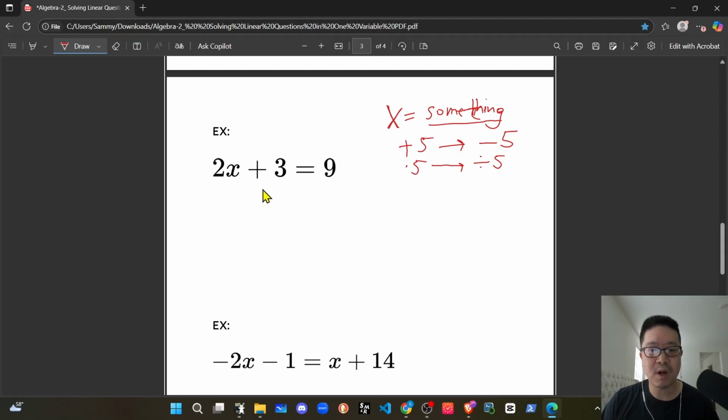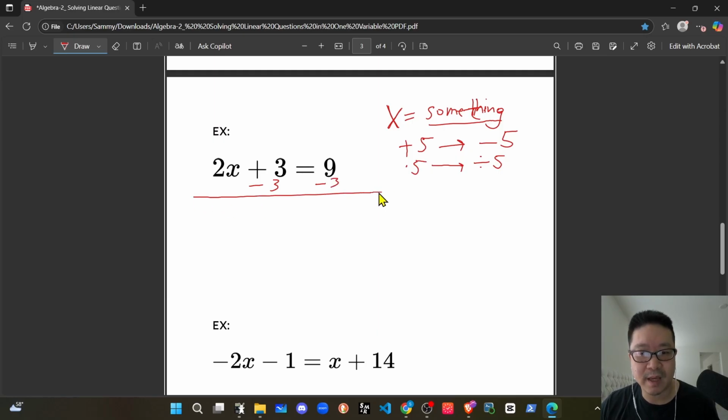Again, we want to isolate x on one side and have everything else on the other side. To do that, we want to use inverse operations. So I want to move this positive 3 to the other side. To do that, we do the opposite of adding 3, which is to subtract 3. So I'm going to subtract 3 from both sides.